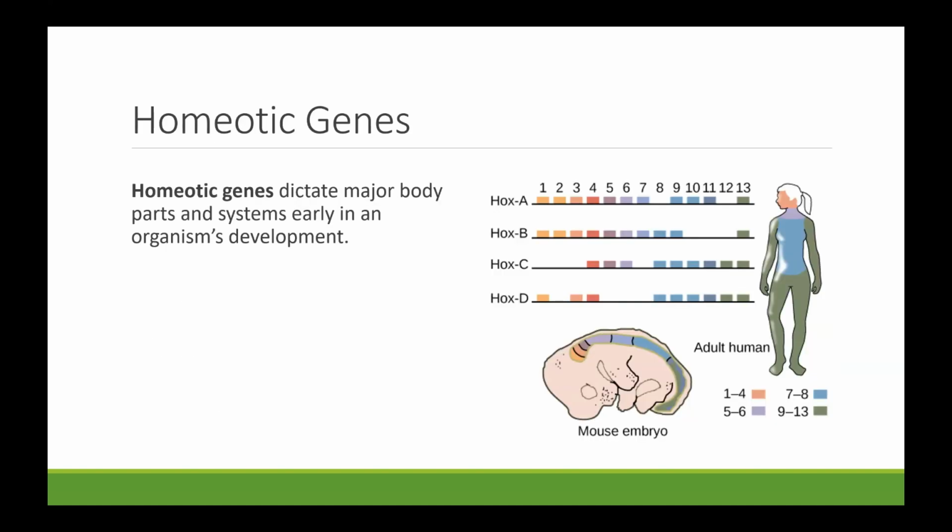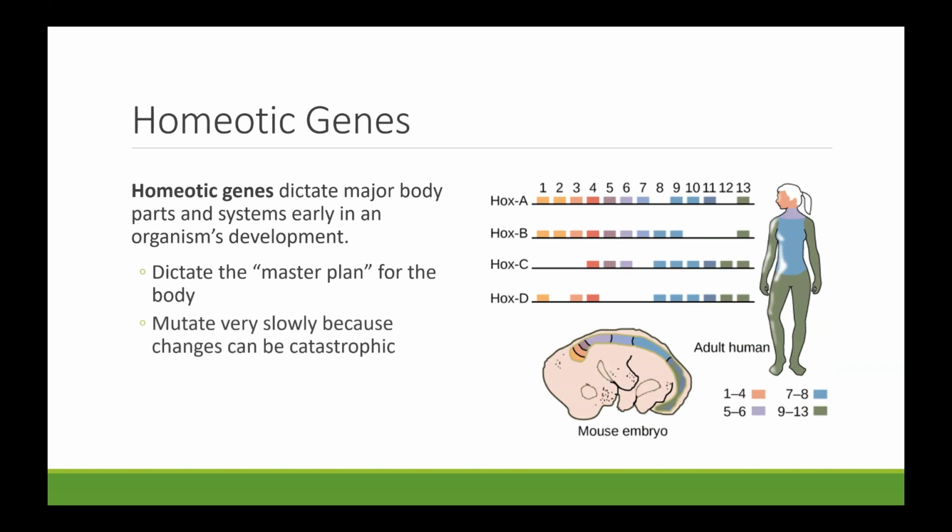It's because of homeotic genes. Homeotic genes dictate major body parts and systems early in the organism's development. They basically dictate the master plan for the body, meaning major features like limbs, organs, organ systems. And these homeotic genes tend not to change a lot. They mutate very slowly because changes in them can be catastrophic. If something goes wrong with the gene that says you should have legs or lungs, those are major problems. So these genes tend not to change a lot.